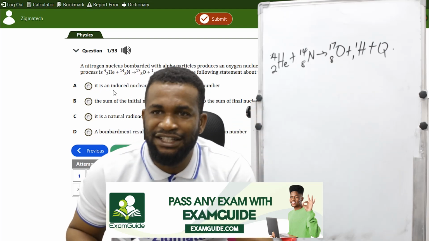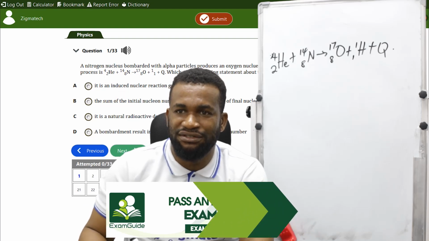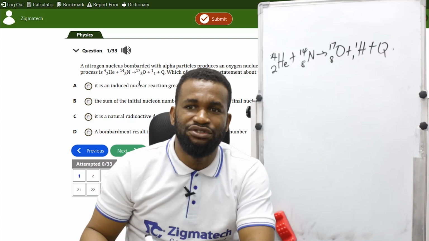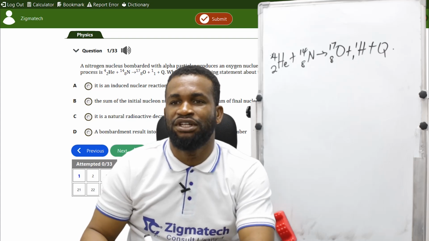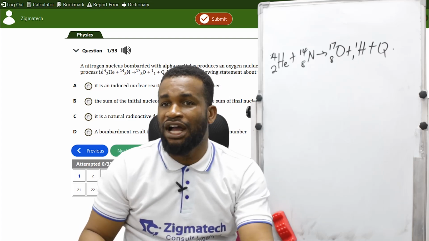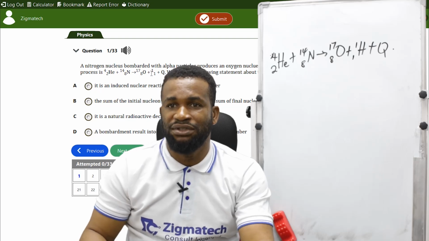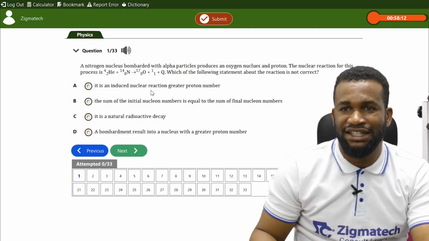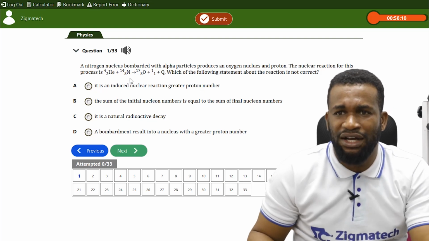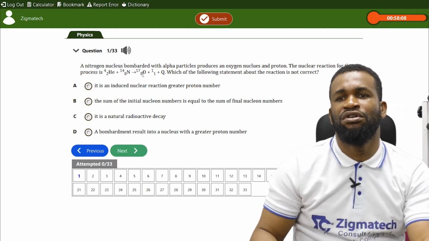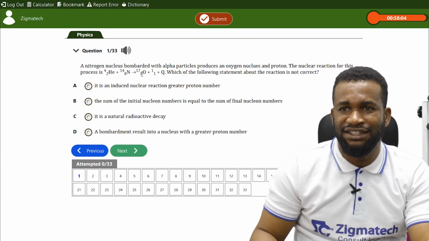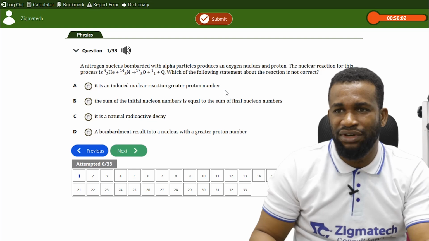It is an induced nuclear reaction, with greater proton number. Greater proton number, how? Nitrogen was bombarded with alpha particle. Greater proton number, no. There is no proton number that is greater because this is 8 and still this is 8. Therefore, this is not correct.